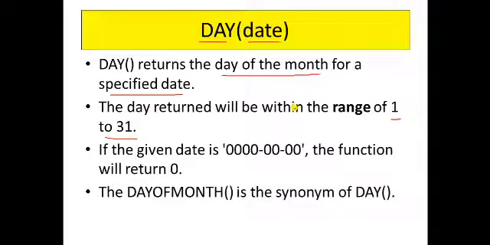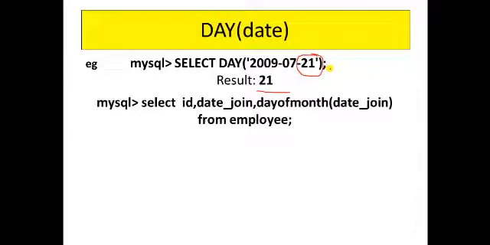So DAYOFMONTH is used as a synonym for the DAY function. In place of DAY here you can also write DAYOFMONTH. Synonym means same. Let us see this example. In this example, the day part is 21, so it has written 21. This date is falling on the 21st day of the month. So we are using DAYOFMONTH here.